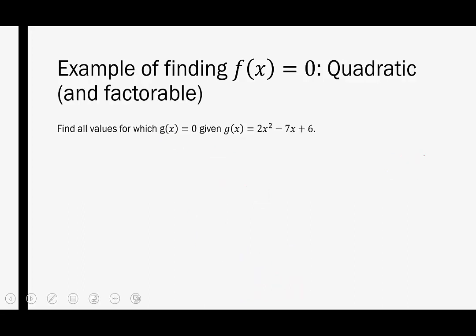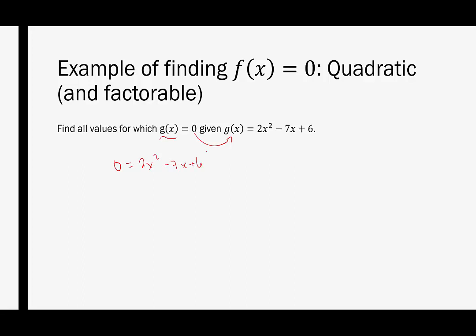Okay, in this example, we're going to look at solving a quadratic, which is factorable. So we want to find the values for which g of x is equal to 0, given g of x equals 2x squared minus 7x plus 6. First thing we're going to do, we're going to substitute in, instead of g of x, we're going to place it with 0. So we would say 0 equals 2x squared minus 7x plus 6.